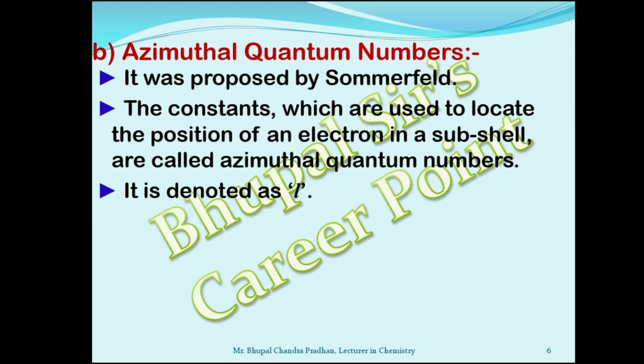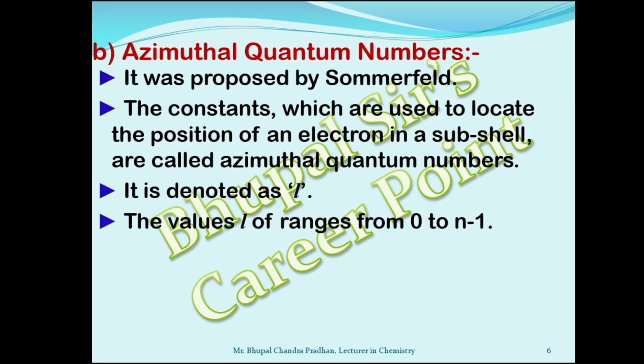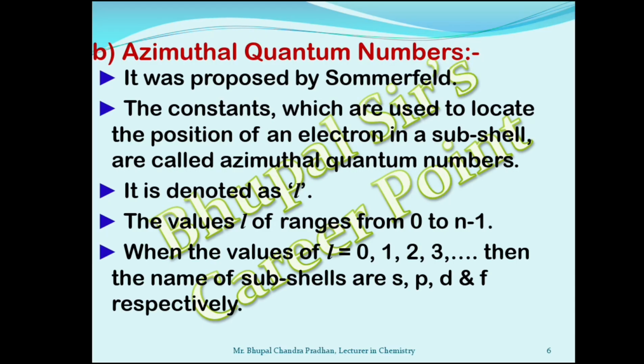It is represented by the symbol l. What are the values of l? The value of l ranges from 0 to n minus 1. When the value of l is equal to 0, the name of the subcell is s. When it is 1, the name of the subcell is p. When it is 2, the name of the subcell is d. When it is 3, the name of the subcell is f. Thus, when the values of l are 0, 1, 2, 3, the names of the subcells are s, p, d, f respectively.